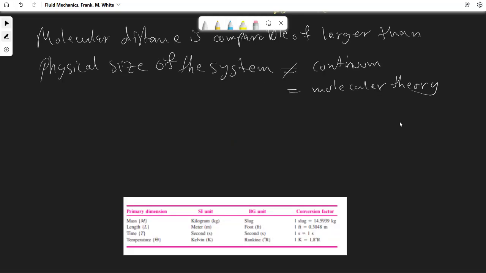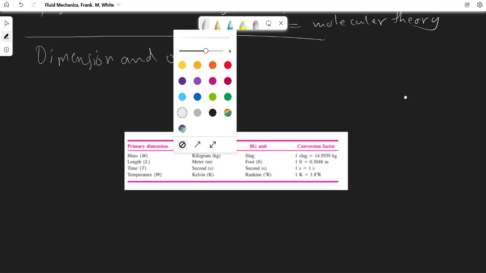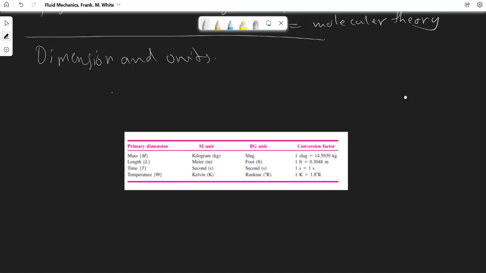So anyway, dimension and units is the next section. We are going to talk about dimension and units. In the previous courses, statics and dynamics, we widely talked about dimension and units in two different unit systems, such as SI and British or US customary, which is shown in this table.